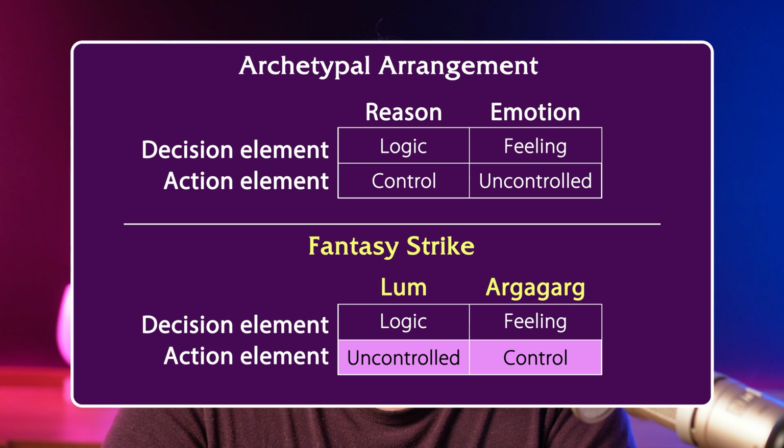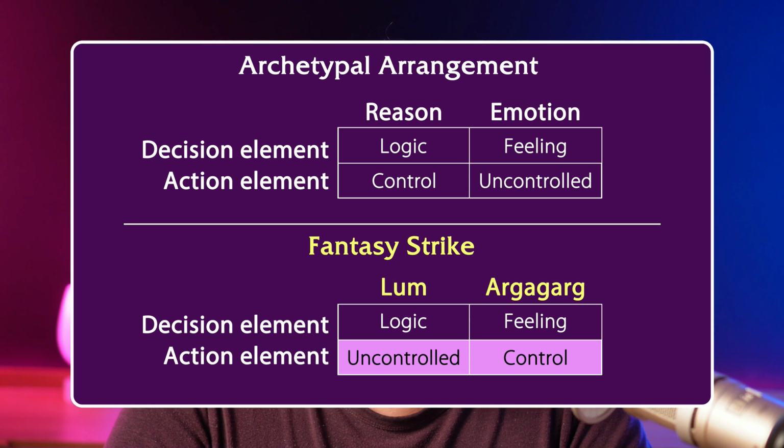So what's going on there is Argagarg, he is a fish man, and he looks kind of alien. He's non-human. His teeth might be scary, and his people have a reputation for being savages, but that is incorrect and an unfair stereotype. Argagarg is actually incredibly wise, and he has very high emotional intelligence and patience. So his decision-making process is based on emotion, but he is very in control.